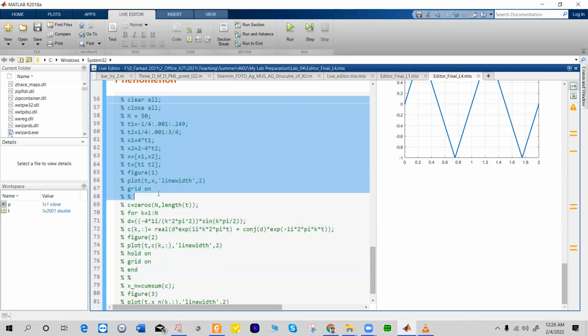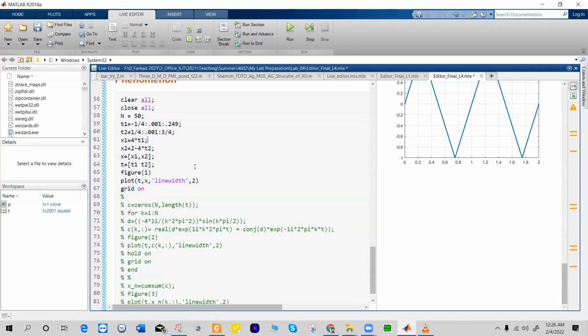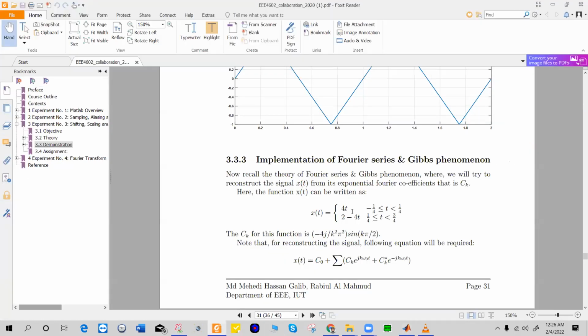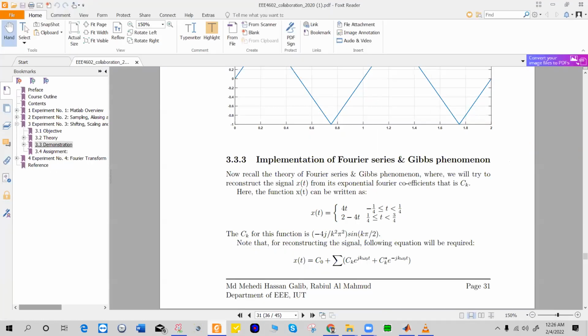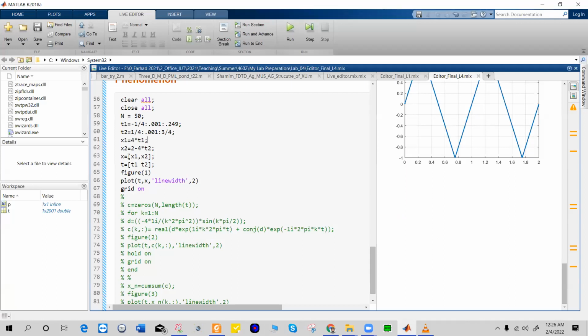So first, let us run up to this first. Here you can see the time is varying from minus 0.25 to 0.25, and then 0.25 to 0.75. That's why in the coding, minus 0.25 to less than 0.25, that's like 0.249, again 0.25 to 0.75. These are time, and x1 is 4t, x2 is 2 minus 4t, as mentioned in the equation. Fine. So we have x and t.